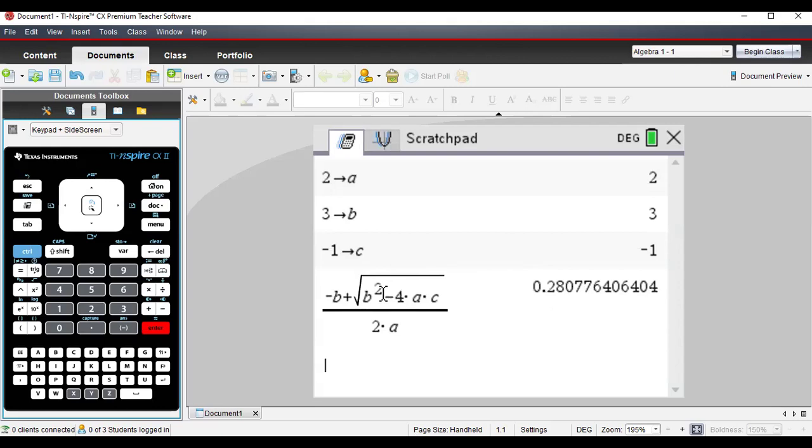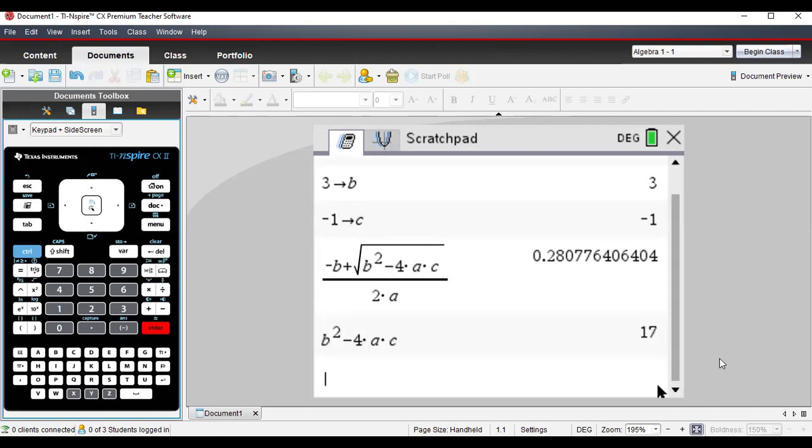So what we're going to do is calculate this, and instead of actually taking the square root of that number, we're just going to leave it. Whatever that number is, we're just going to leave that number. So let me show you exactly what I mean. We take the b squared minus 4a times c. I press enter. So the b squared minus 4ac part is 17.